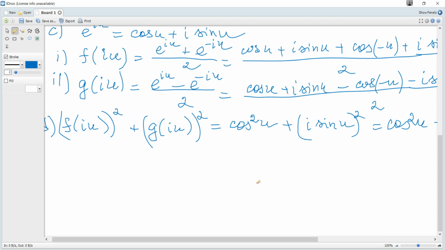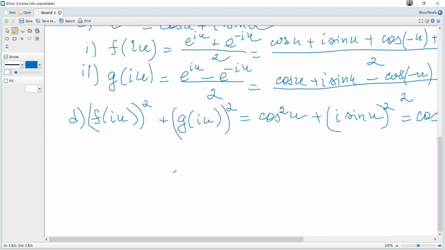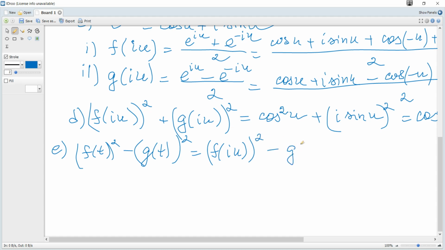The next, E. Show that f of t squared minus g of t squared is f of iu squared minus g of iu also squared. 4 marks. Okay, so show that.